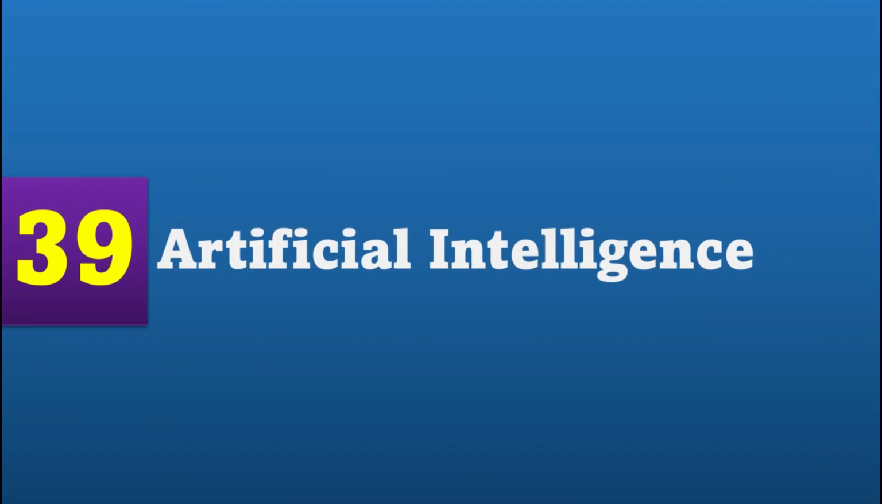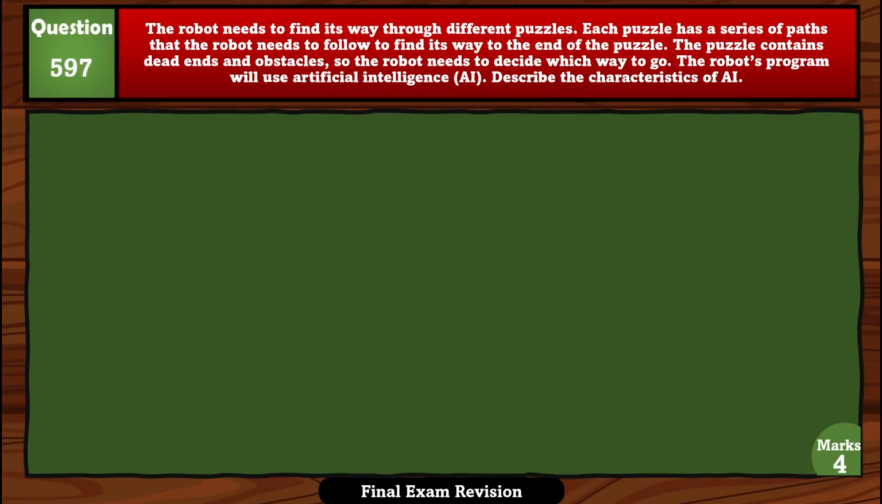Topic 39. Artificial intelligence. Question 597. The robot needs to find its way through different puzzles. Each puzzle has a series of paths that the robot needs to follow to find its way to the end of the puzzle. The puzzle contains dead ends and obstacles, so the robot needs to decide which way to go. The robot's program will use artificial intelligence, or AI. Describe the characteristics of AI.